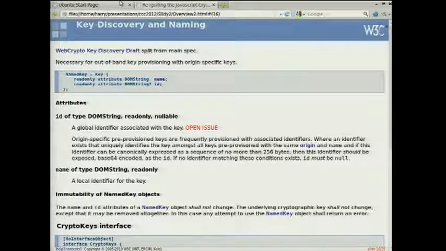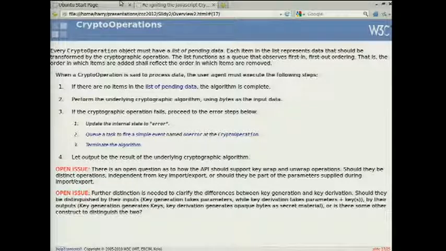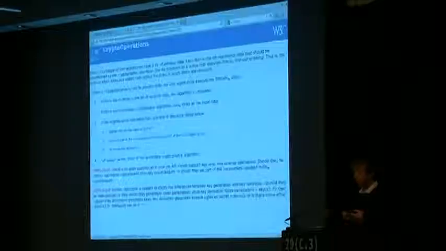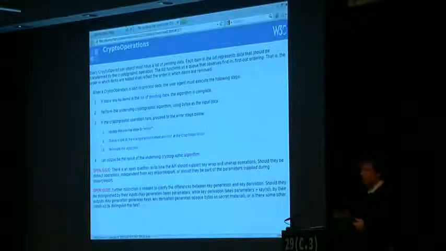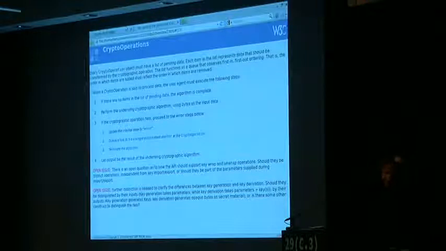It will allow, the main use case motivating this is pre-provisioned keys with symmetric key exchange. And of course, the heart of the API is crypto operations, which basically puts all your crypto operations in a big stack, goes through the stack. And if something goes wrong, because crypto operations are heavily computationally expensive, we fire off an error message. But there's a number of open issues here.